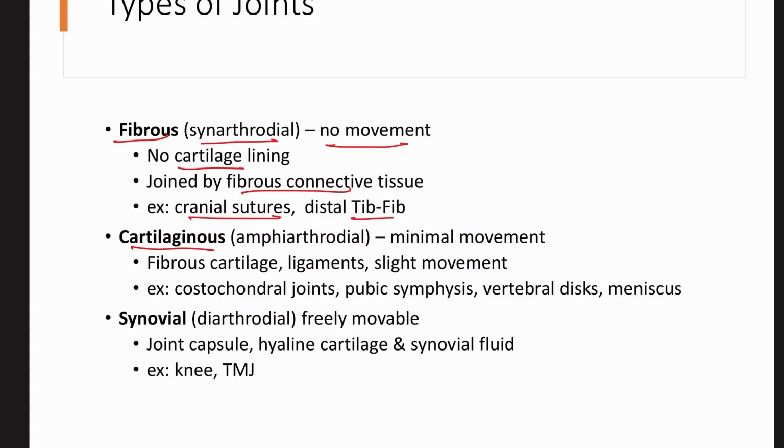Cartilaginous joints. These are amphiarthrodial. They have very minimal movement, but they do have some movement. Fibrous cartilage, ligaments, your costochondral joints. What's that? Ribs, where they connect to the sternum. There's cartilage all along the lining of the sternum. If that gets inflamed, when you breathe in and out, that joint is going to move slightly, causing pain. It'll feel like chest pain to people when they come to the hospital.